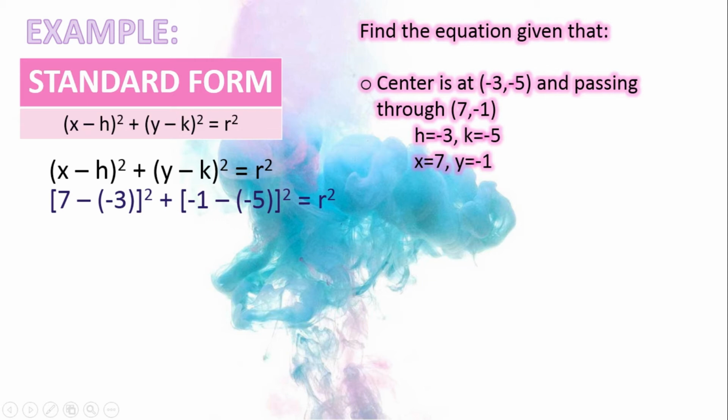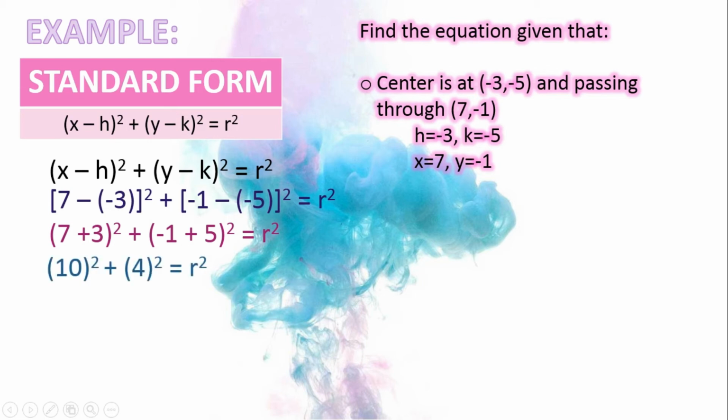So here, just follow the given. We substitute. Next will be 7, carry down 7. Negative times negative is positive 3 squared, plus negative 1, negative times negative is positive 5 squared, is equal to r squared. And then next will be 7 plus 3 is 10 squared, plus negative 1 plus 5 is 4 squared, is equal to r squared.